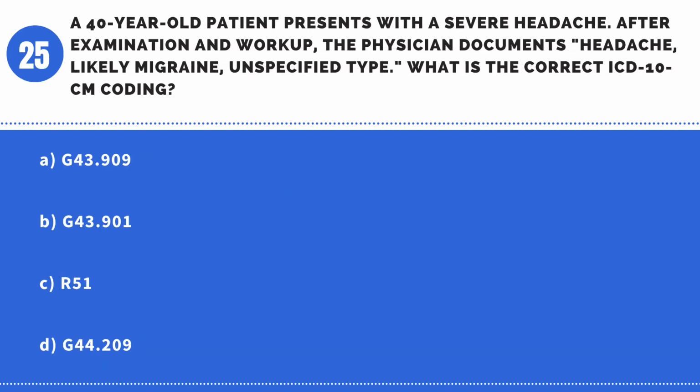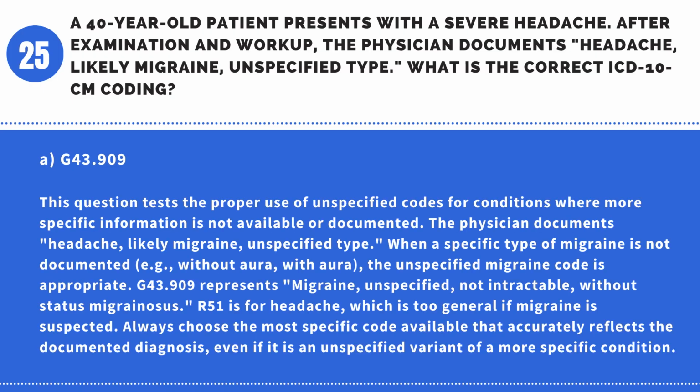Question 25. A 40-year-old patient presents with a severe headache. After examination and workup, the physician documents headache, likely migraine, unspecified type. What is the correct ICD-10-CM coding? A. G43.909. B. G43.901. C. R51. D. G44.209. Answer A.